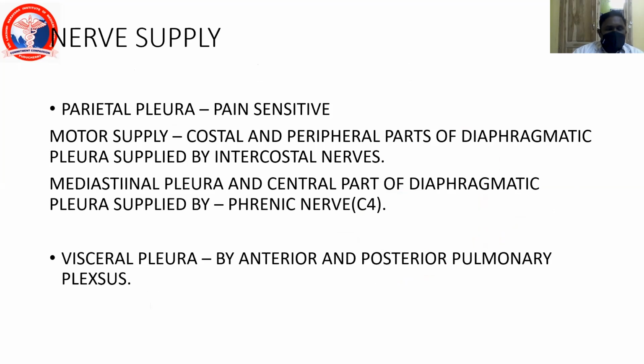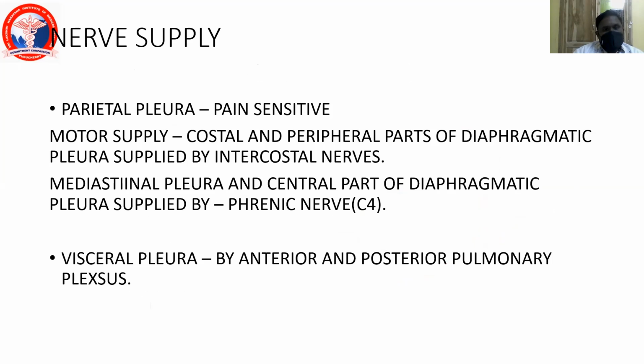The parietal pleura is pain sensitive. Double P: parietal is pain sensitive. Whenever you insert a needle, when it pierces the parietal pleura, you have severe pain. The lung parenchyma and visceral pleura do not experience pain; they are pain insensitive.